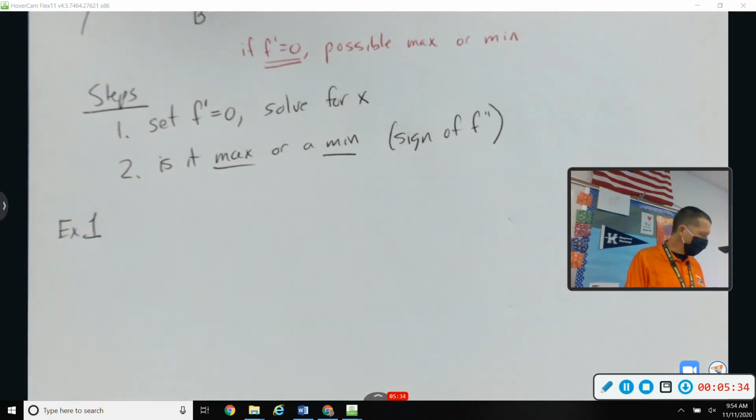All right, example problems. 1, 2, 3 examples. Don't get too excited though. They're all kind of long because it takes a while to do all these steps.